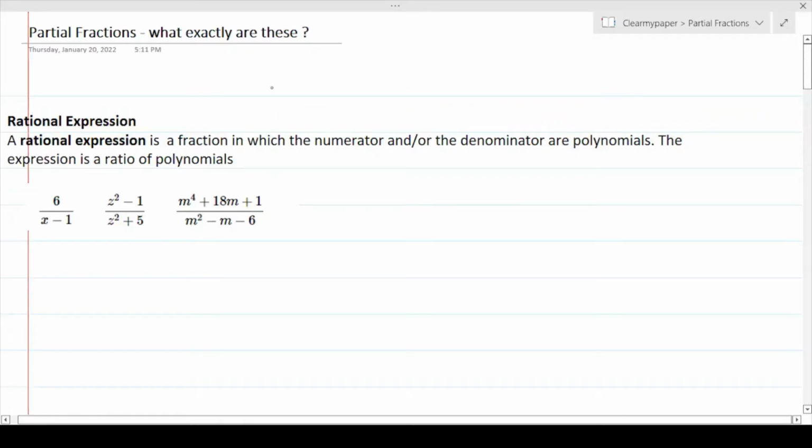In the last video, we understood what polynomials are, as a quick backdrop for understanding partial fractions. In this episode, we will try to understand what exactly partial fractions are and what we do when we're trying to solve problems related to partial fractions. So let's understand one of the important terms in this context, something called a rational expression.